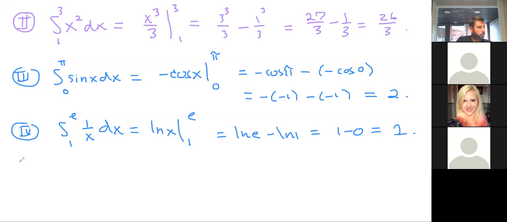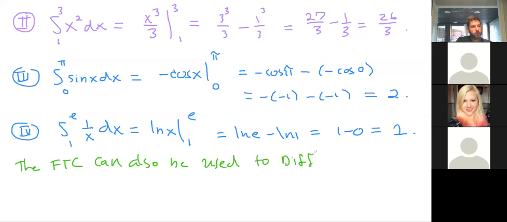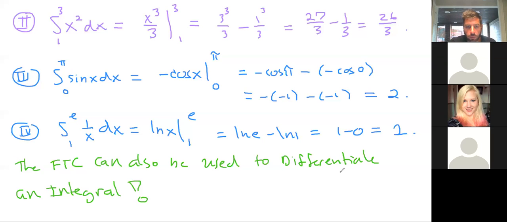The FTC can also be used to differentiate an integral. So if you look at the FTC, there were two pieces to it. There was a first piece and a second piece. And what it says, and it's kind of straightforward, it's actually very easy. It says something like this.